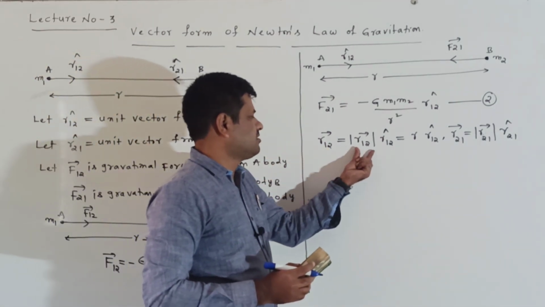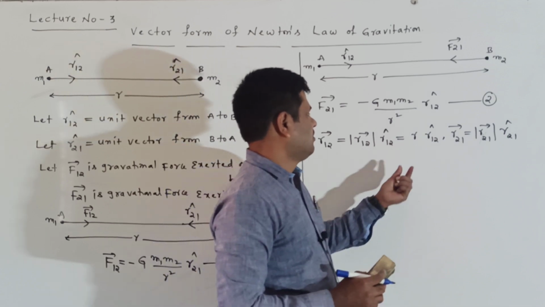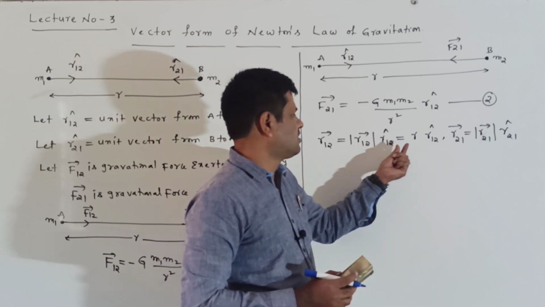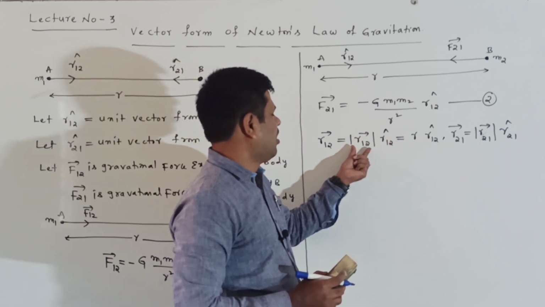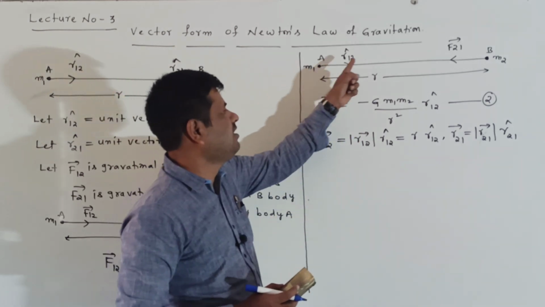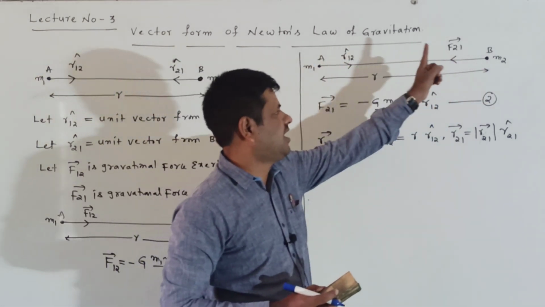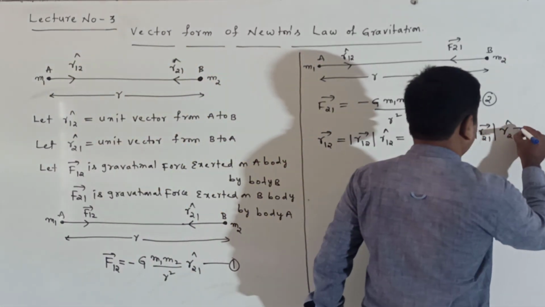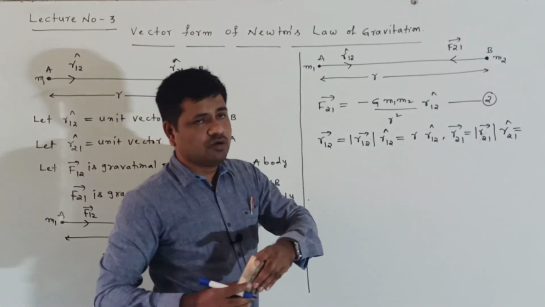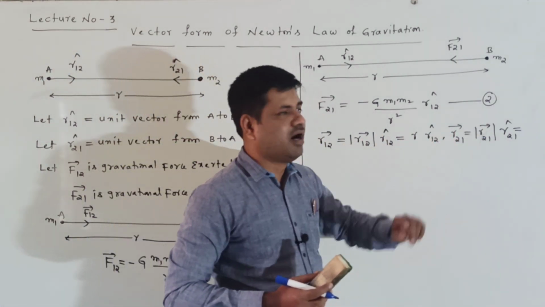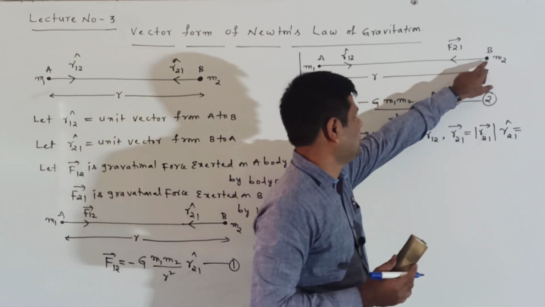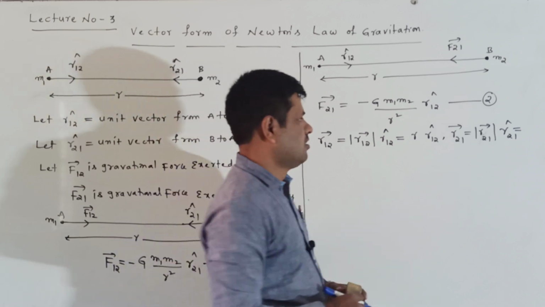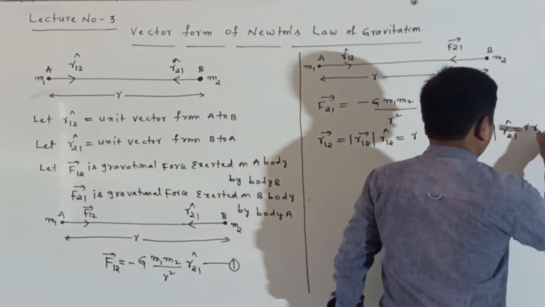Any vector can be written as magnitude into unit vector. So R12 bar is equal to R into R12 cap. Mod R12 bar represents the distance between A and B, or the distance between M1 and M2. The distance between M1 and M2 is R. Similarly, mod R21 bar means the distance between M2 and M1, which is also R. So I am writing R into R21 cap.